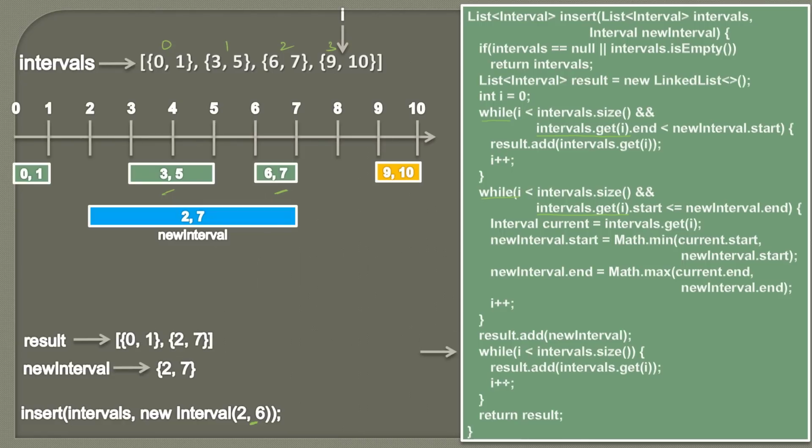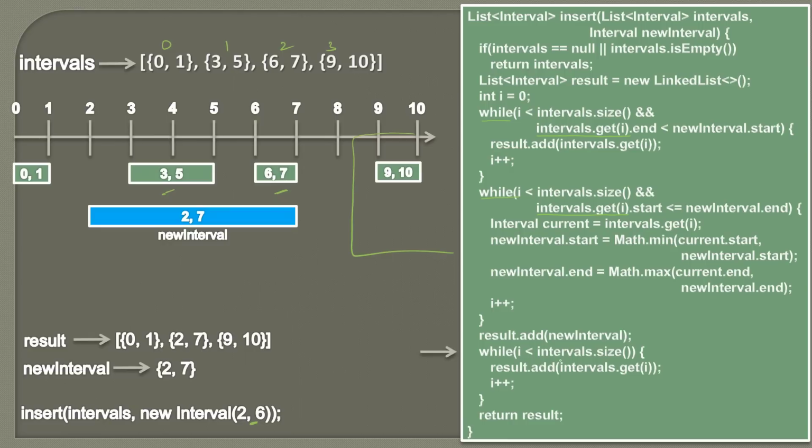And now using this while loop, we will add the remaining intervals into the result. So I is still less than intervals.size. And as this condition reached this while loop, we are sure that all the remaining elements will be non-overlapping with this new interval. So we can directly add 9, 10 to the result. We do result.add and we pass in intervals.get I, which is 9, 10. So it looks something like this. And then we increment I. So I goes beyond the boundaries of this interval list.